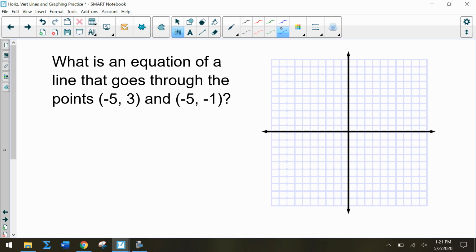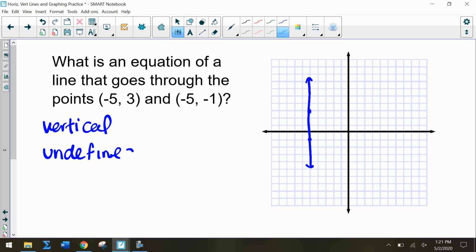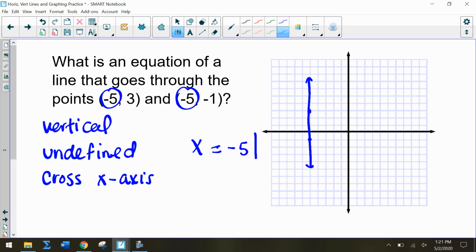Okay, let's look at this one. We have (-5, 3), and then (-5, -1). Notice how we have a vertical line. And the slope of a vertical line is undefined. So we don't have a slope, but it crosses the x-axis. So it crosses the x-axis where x equals -5. So that is the equation of this line. So vertical lines will be in the form x equals, and horizontal lines will be in the form y equals.